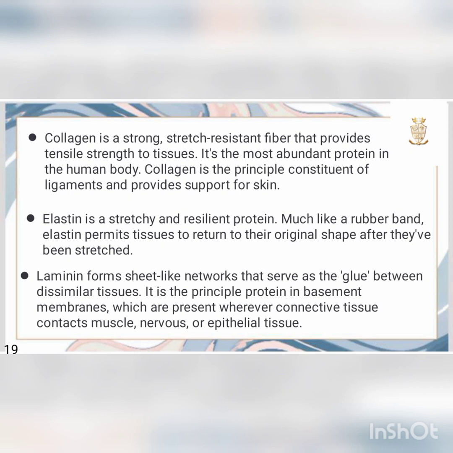It is the most abundant protein in the human body and also the principal constituent of ligaments which provide support to the skin. Elastin is a stretchy and resilient protein. Much like a rubber band, it permits the tissue to return to its original shape after it has been stretched. In case of laminin, it forms a sheet-like network that serves as a glue between dissimilar tissues. It is the principal protein in the basement membrane and also present in the connective tissues.